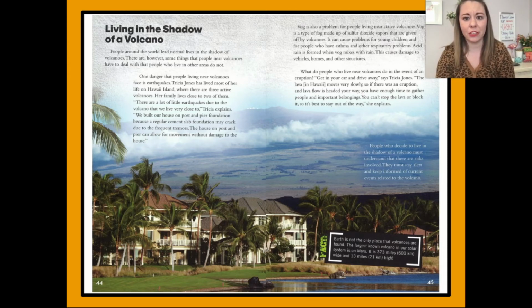What do people who live near volcanoes do in the event of an eruption? Get in your car and drive away, says Trisha Jones. The lava in Hawaii moves very slowly, so if there was an eruption and the lava flow is headed your way, you have enough time to gather people and important belongings. You can't stop the lava or block it, so it's best to just stay out of the way, she explains. All right, so if the volcano is erupting in Hawaii, people are just going to get their stuff and go. They've got enough time that they can gather and drive away. Interesting.